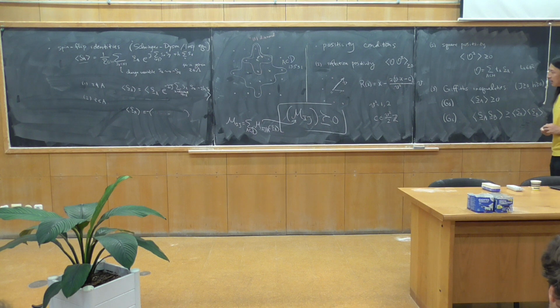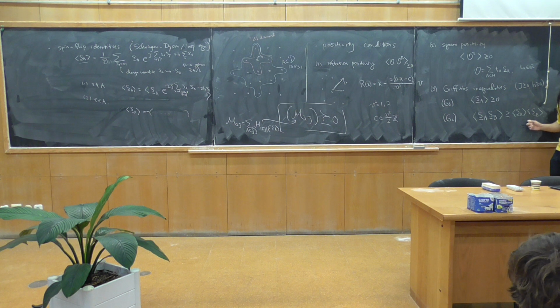Let me mention that for the Griffiths inequalities, this one is obvious. They can be written as positive semi-definiteness of a 1-by-1 matrix. This one is not so clear. Generally speaking, I don't know how to write this as a positive semi-definiteness of a matrix.